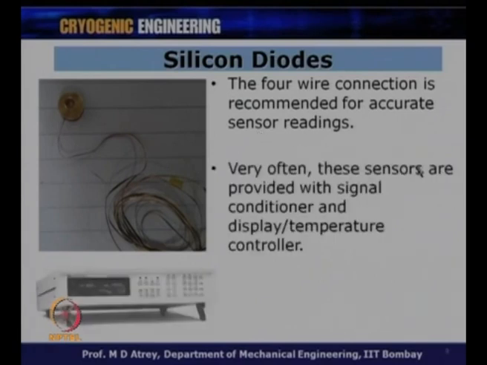Very often, these sensors are provided with a signal conditioner and display temperature controller. So I am showing here a Lakeshore temperature controller, and these wires will be connected to this, and you can see the kind of sensor you have bought. One can select the kind of sensor on this particular display, and the calibration curves are normally fed. So the calibration curve for a particular diode which we are using can directly be fed to this temperature controller, and you can have a display as shown over here.